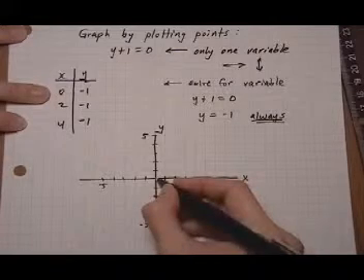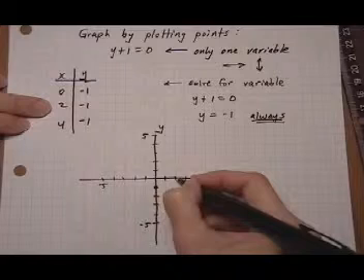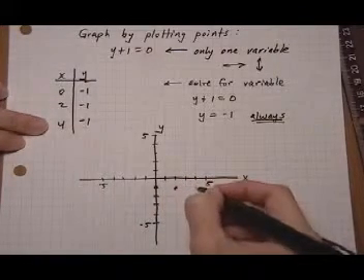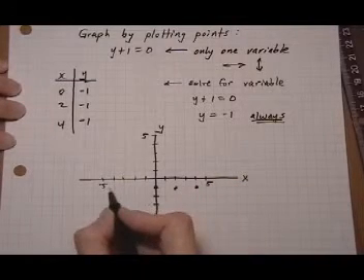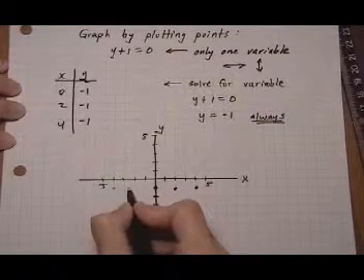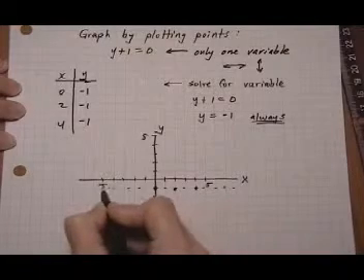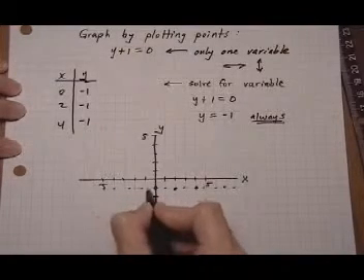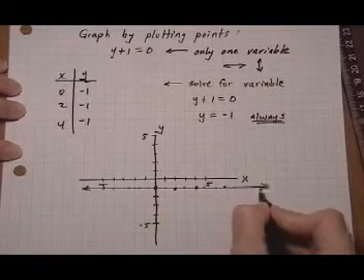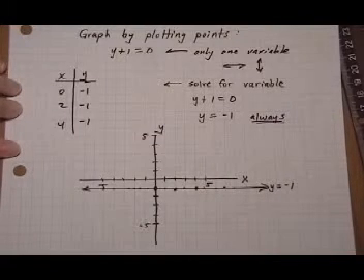If x is 0, y is negative 1. If x is 2, y is minus 1. If x is 4, y is minus 1. And I could have picked other points. Doesn't matter what I put in for x, I'm always going to get y at the level of minus 1, no matter where I am horizontally. And you see this fills in, it's making a horizontal line. And that's the line y equals negative 1.